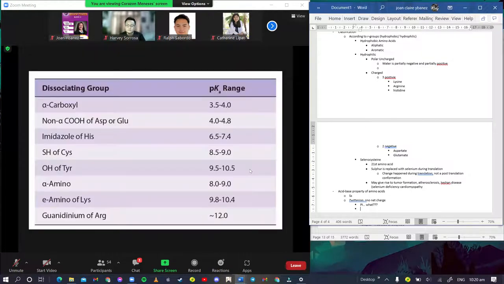Okay, so this is a table again that I picked up from Harper. As you will notice, the lowest pK is found in the alpha carboxyl group, followed by the R group. Okay, and take a look at imidazole. It ranges between 6.5 and 7.4. So what is that telling us?